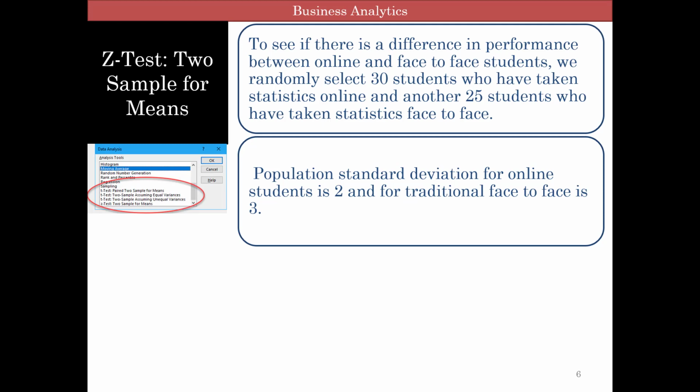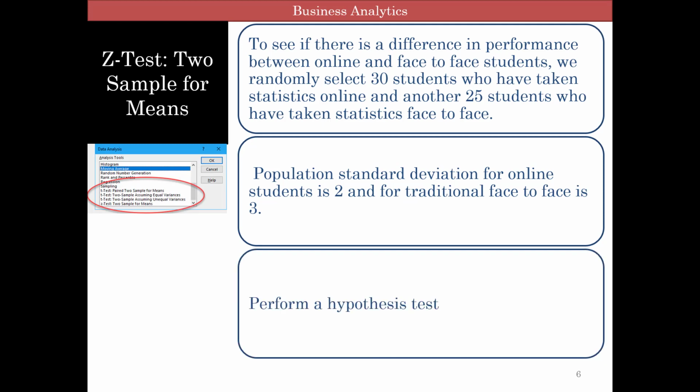You're going to use your past data, and for online students, the population standard deviation is about 2, and for traditional face-to-face students it is about 3. So remember here, and this is important, the population standard deviation is given to you for online students and face-to-face. And normally, in practical terms, you have these population standard deviations, especially if you have been doing this for a long time. If this is the first time you're teaching online, you probably don't have data for population standard deviation. But if, let's say, you've been doing it for 15 years, you have data on both sides.